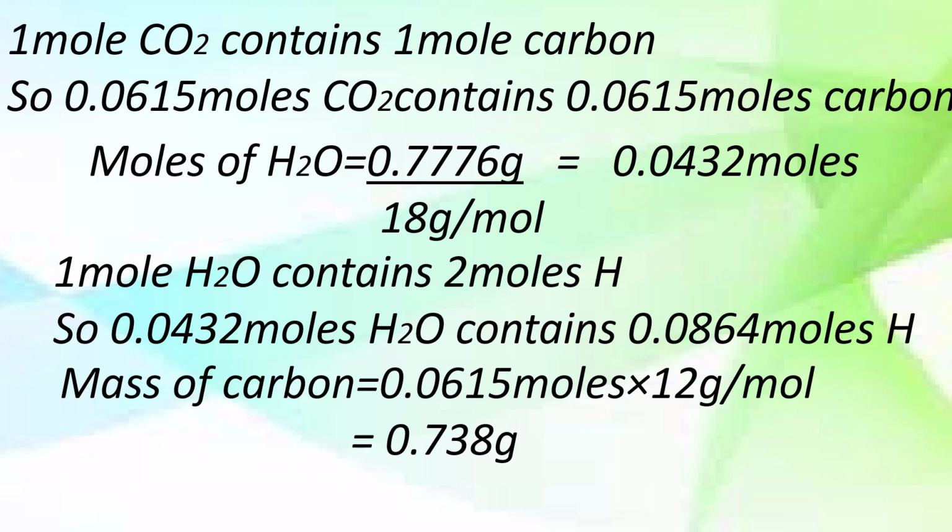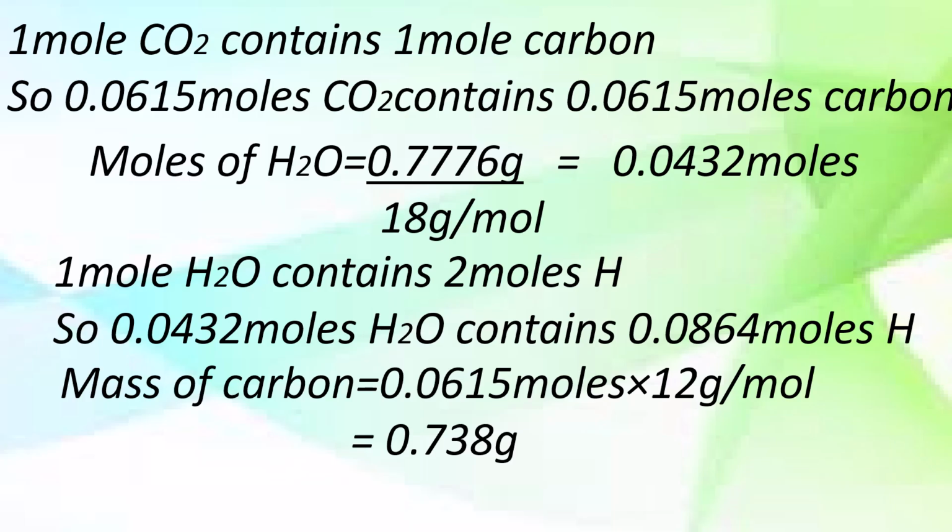Now, 1 mole carbon dioxide contains 1 mole carbon. So 0.0615 moles carbon dioxide contains 0.0615 moles carbon. So we have calculated the moles of carbon. Now we will calculate moles of hydrogen and nitrogen.